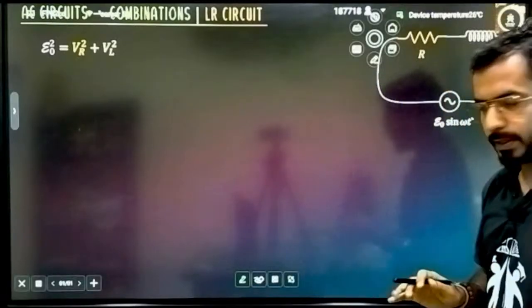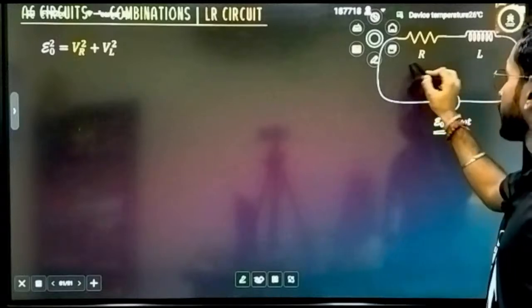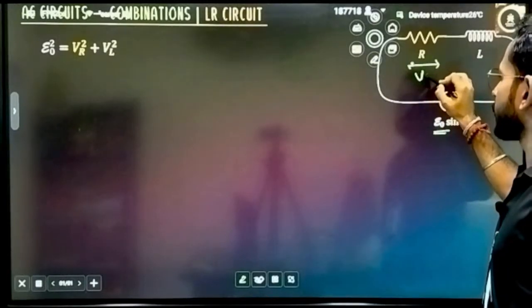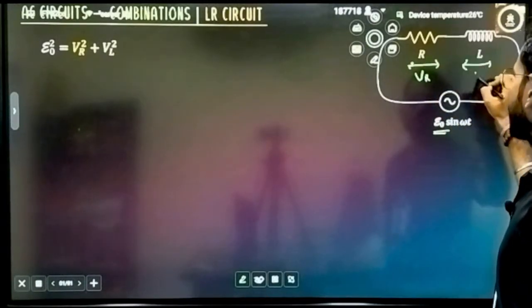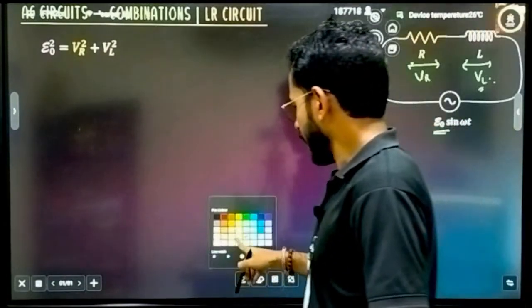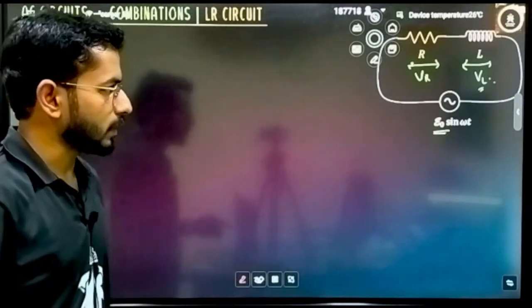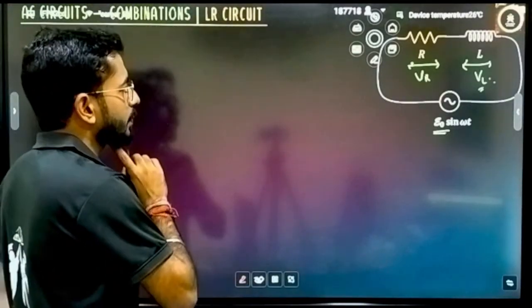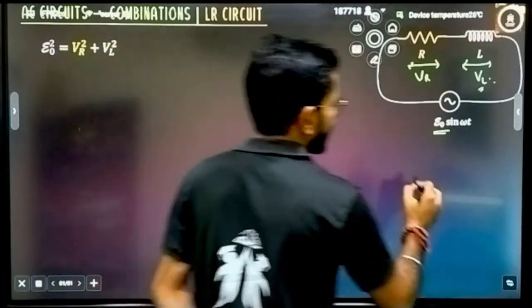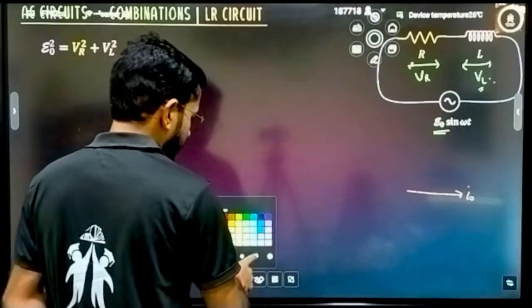Again, I will say the same kind of things. This is the E naught, the maximum amplitude. This will be, let's suppose, the potential difference across the resistor. This is the potential difference across the inductor. Correct? Now I want to calculate the net EMF. How will I calculate it? First, let's represent it. Let's suppose this is some I naught current.